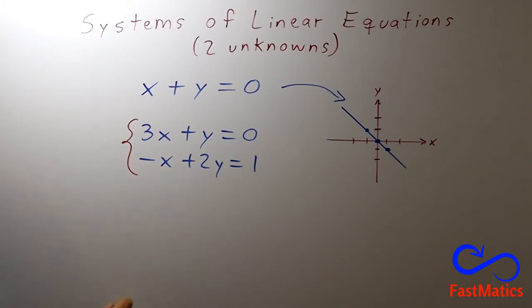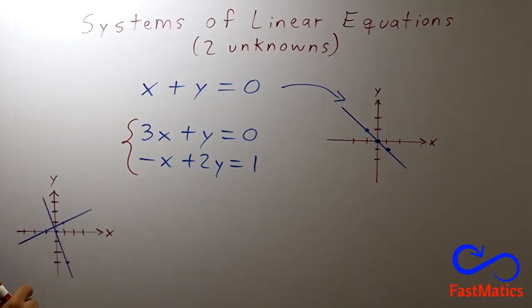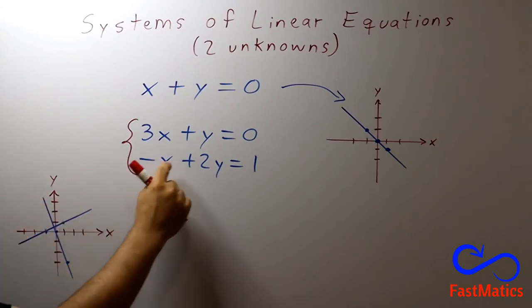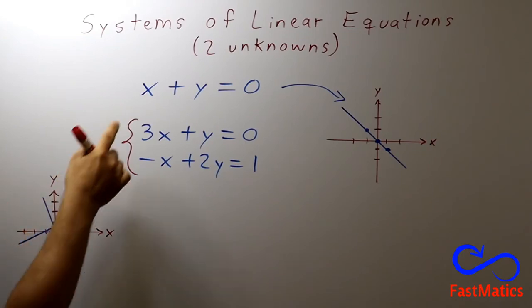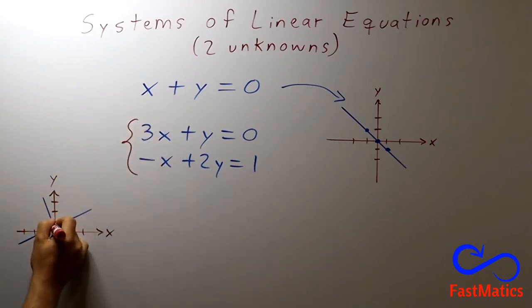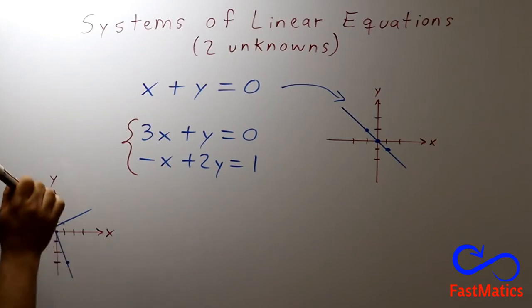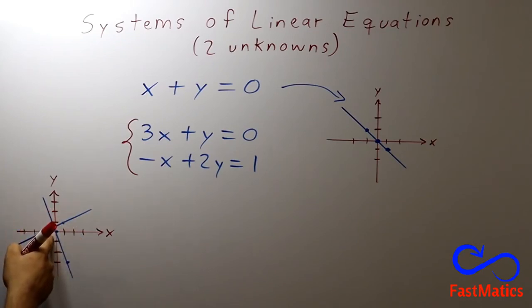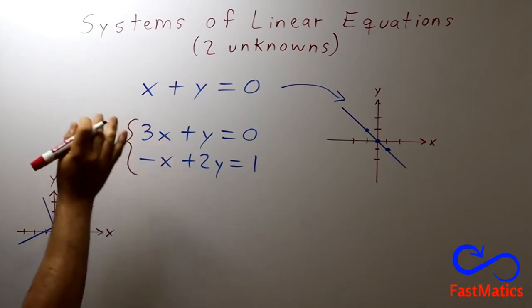Let's see. If you graph those two equations, this equation will be this line, and this equation will be this line. What's the common point for both equations? Well, it is here. So the solution of a system of linear equations can be one point. The value of x and the value of y of this point is the solution of this system.